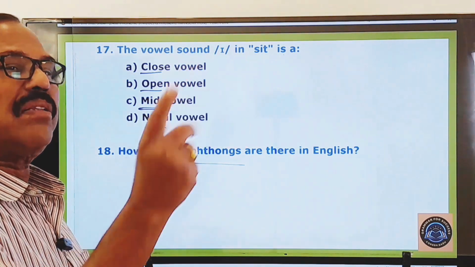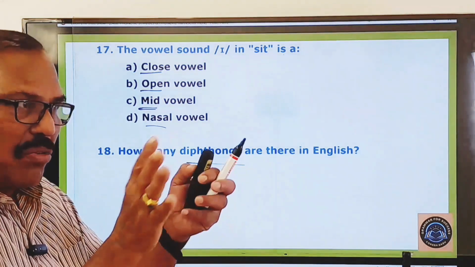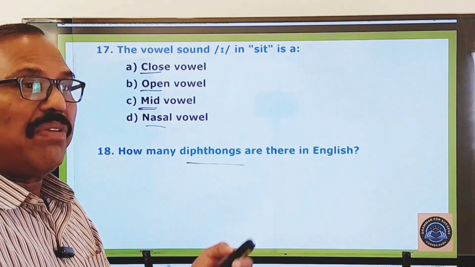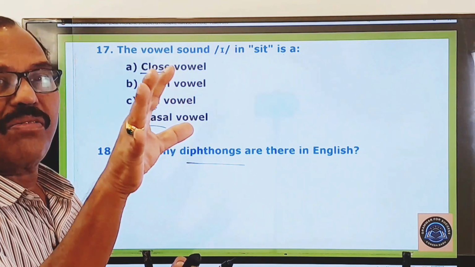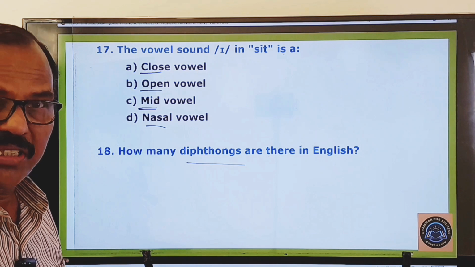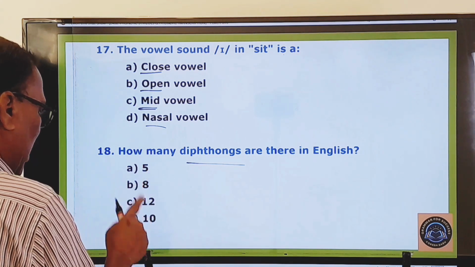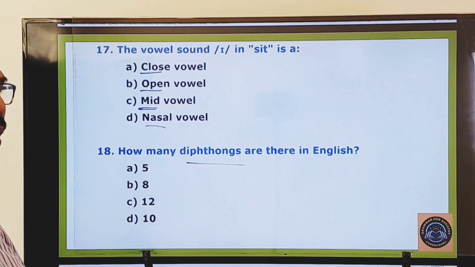Pure vowels means then that is another question. Pure vowels are 12 and diphthongs are 8. So when the question is very clear, then you can answer it. When the question is total vowel sounds, then you have to say 20. But here he is particularly asking you about the diphthongs. How many diphthongs are there? You know that very well. 5, 8, 12, 10. Okay. Now you move on to other questions.